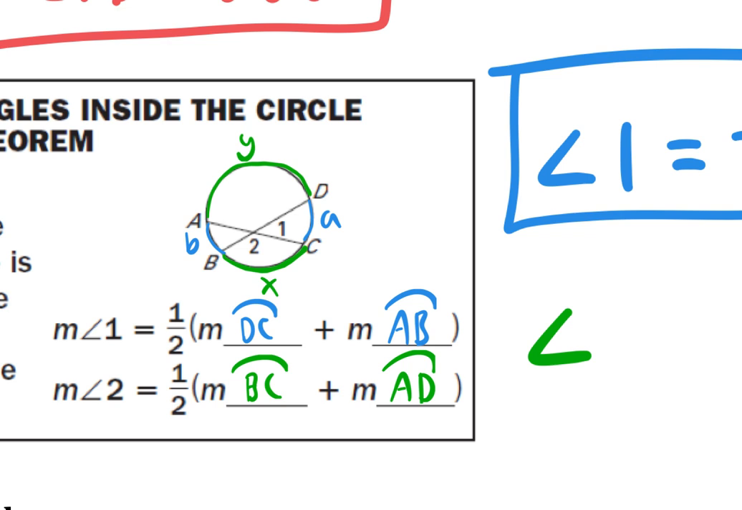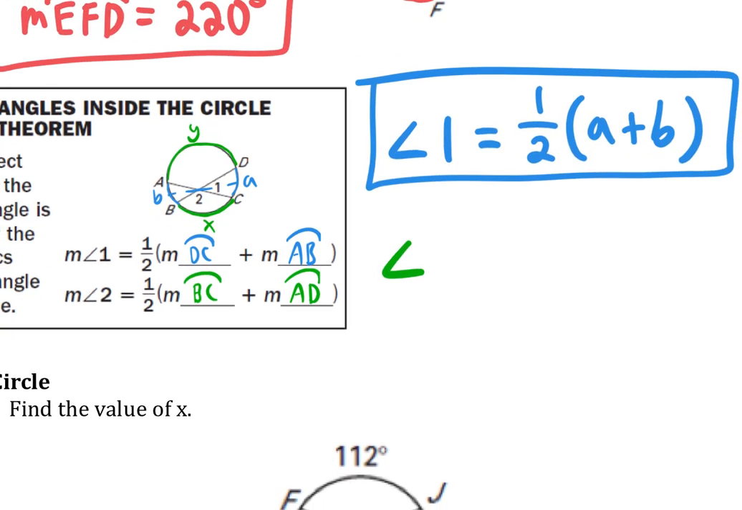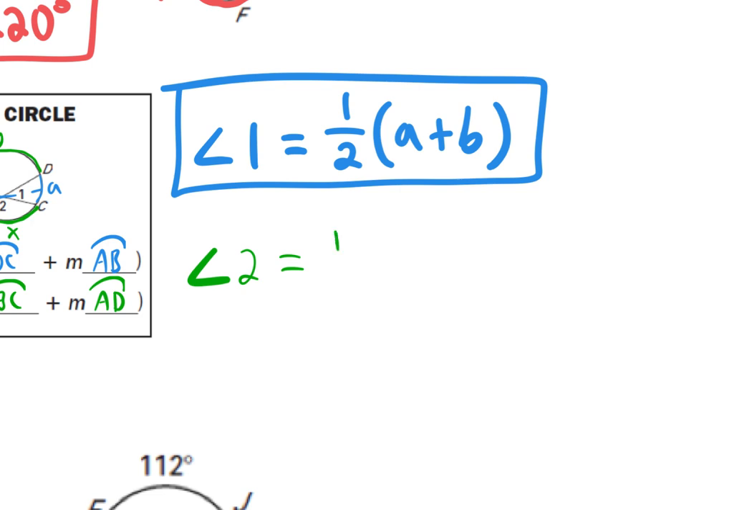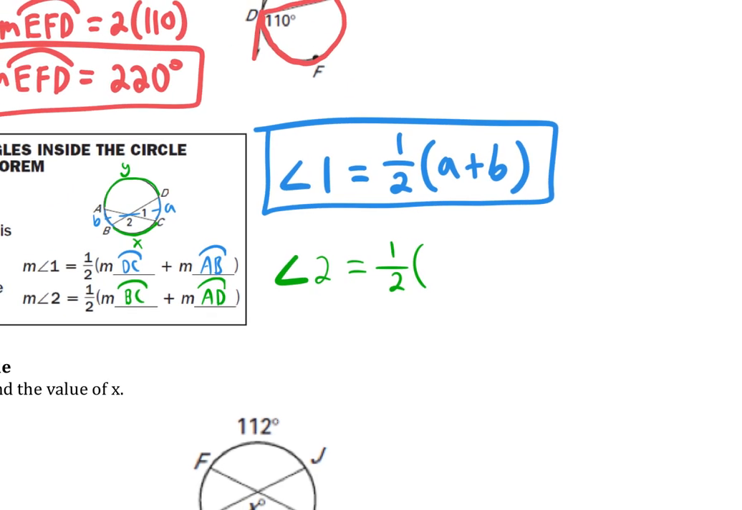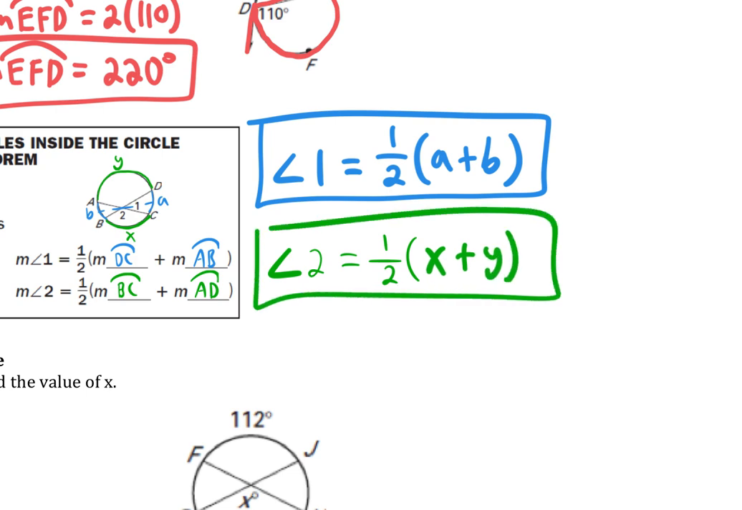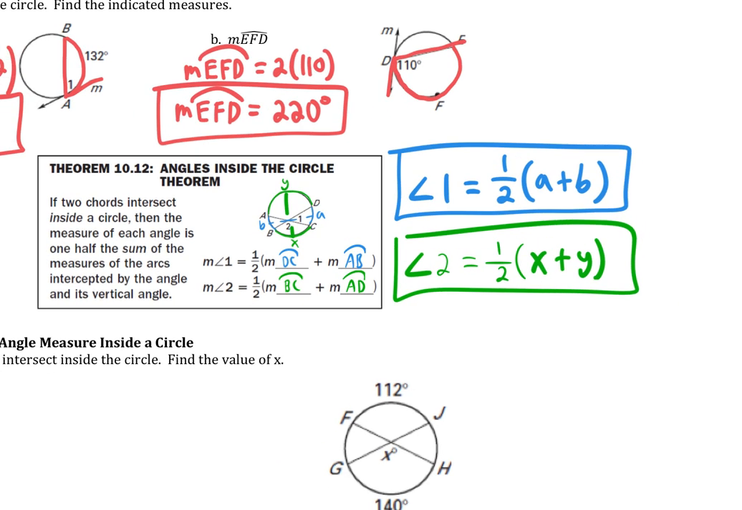So you can't really see what I just wrote there because I'm going to be erasing it. But basically, this arc and this arc are in line with angle 1, and so those are going to be the ones that add up here, okay? Same thing with angle 2. That's going to equal 1/2 of x plus y, because x and y are lined up, those arcs are lined up with angle 2 there.